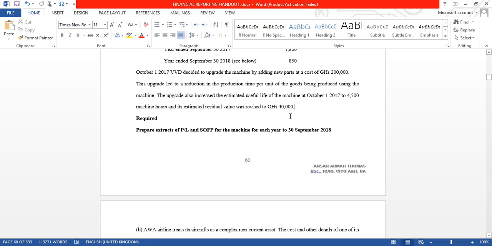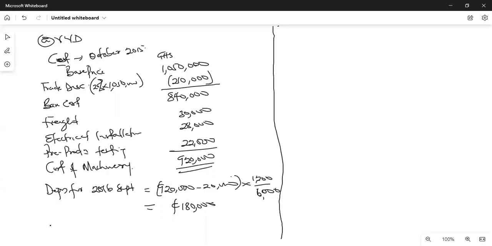It means we need to go through and do another depreciation, okay, for 2016 up to 2017 September before we can actually come out when doing the upgrade on 1st October 2017. Okay, so let's now go back and try to push our depreciation in. So we need to now do another depreciation. Remember our machine hours.